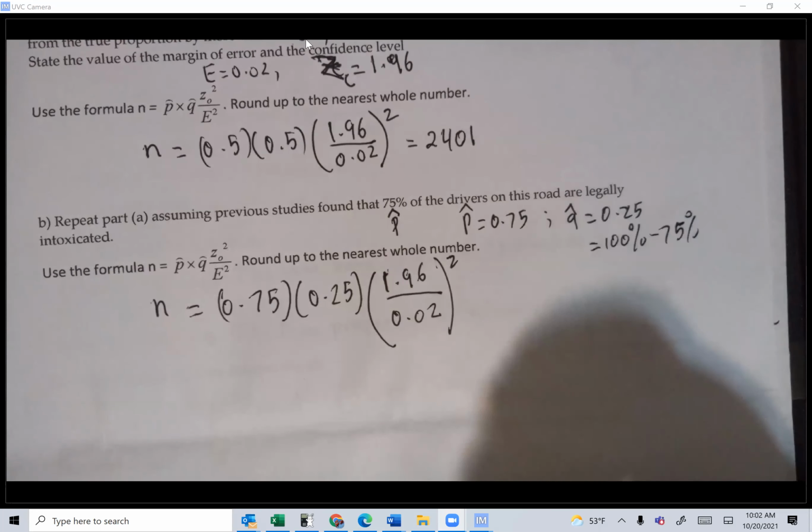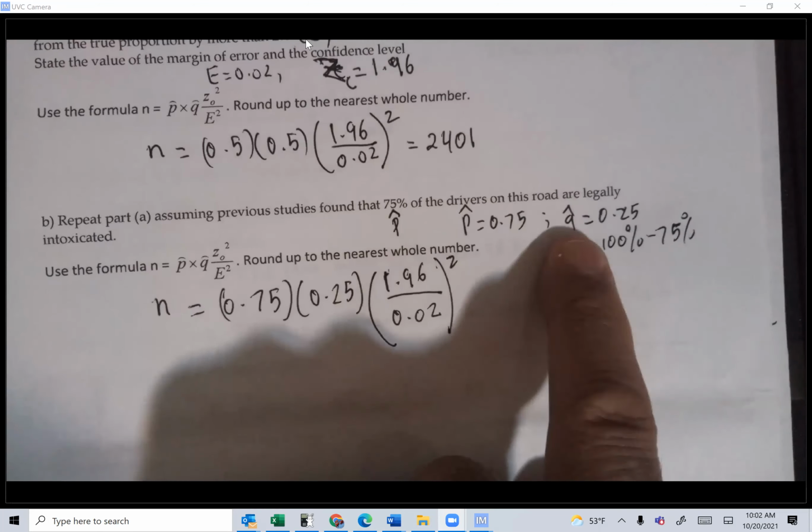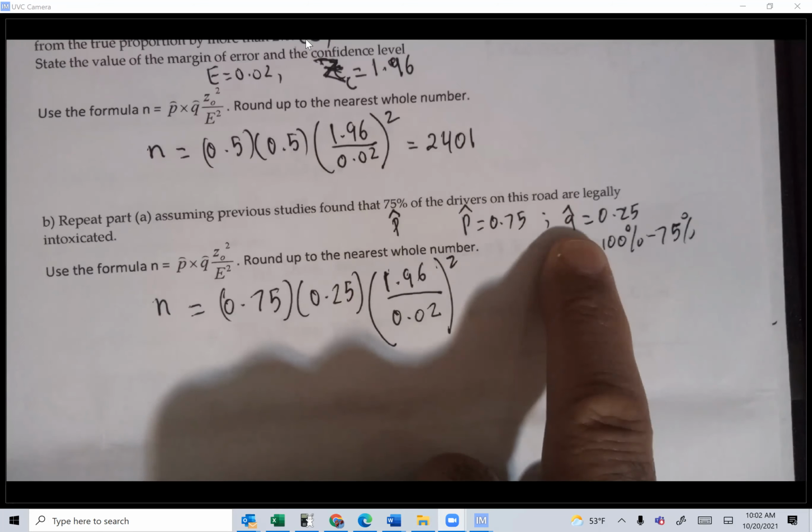That's very important because he will never give you Q hat, guys. He assumed that you know how to do it. He will give you P hat, and your job is to subtract 75% from 100% to get Q hat. And that's what I have on the calculator. And watch, guys.